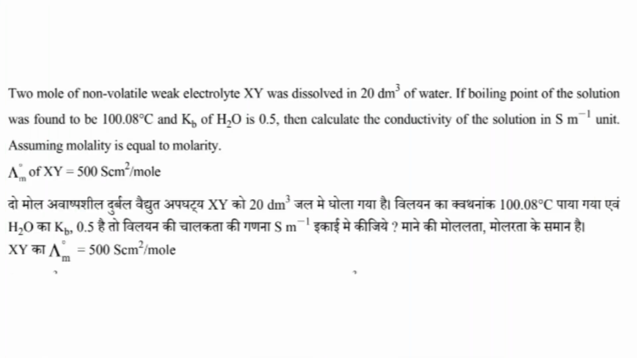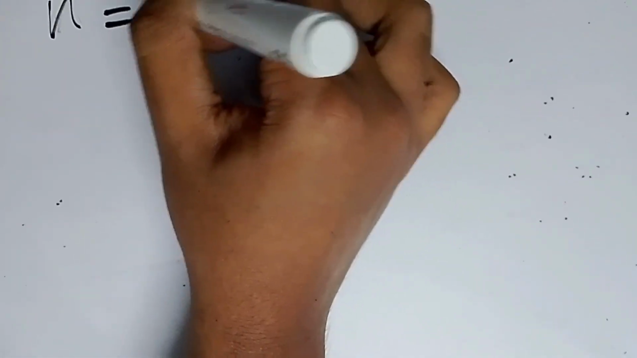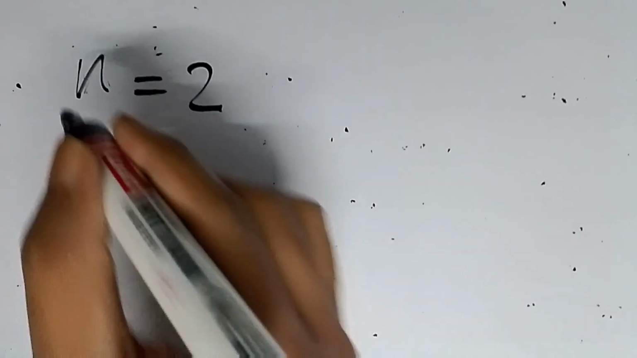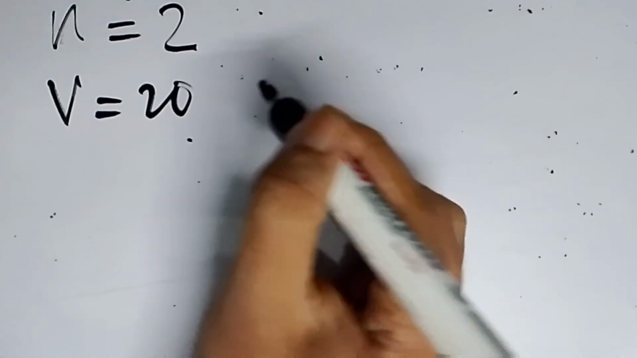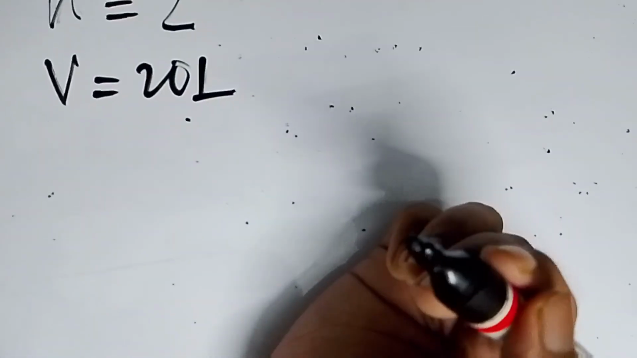So pause the video, give it a try. I'm showing the question on the screen, and then we'll proceed with the solution. So in the question it says that 2 moles of a non-volatile, weak electrolyte XY is taken, and the volume used is 20 decimeter cubed, that is equivalent to 20 liters.